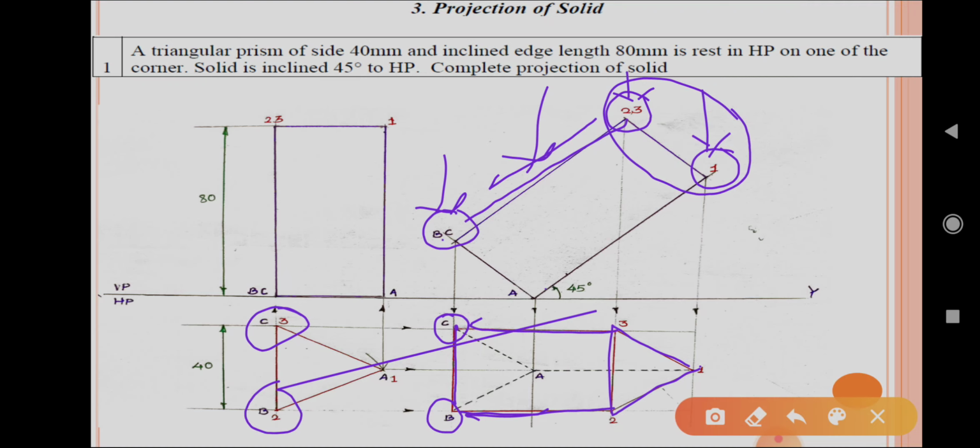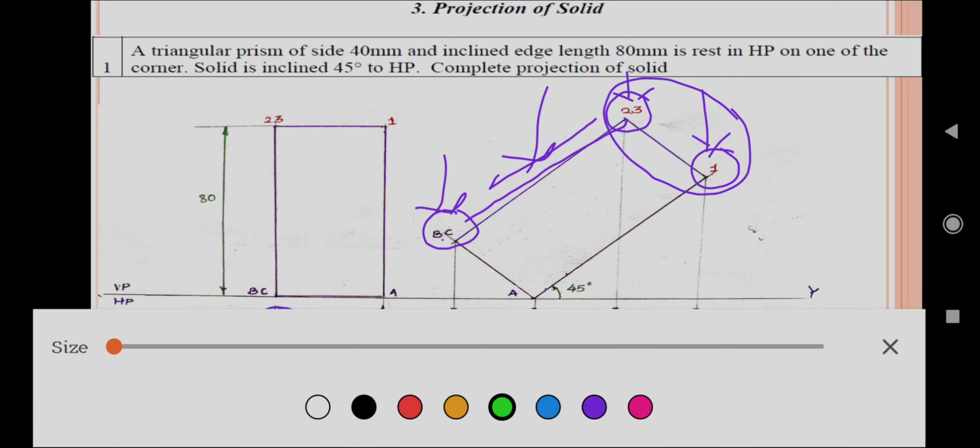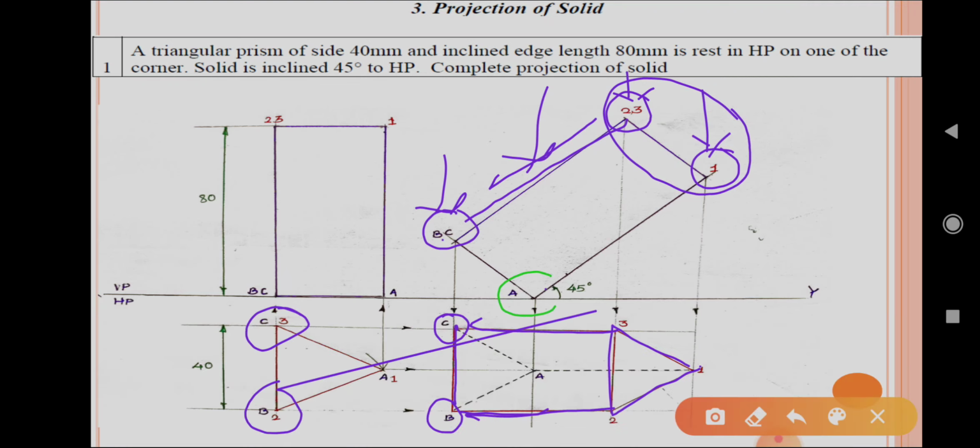Point A is invisible, so it is an invisible point. The connected shorter edges, that is all lines coming from point A to B, A to C and A to 1, we can connect with dotted lines, because they are invisible.